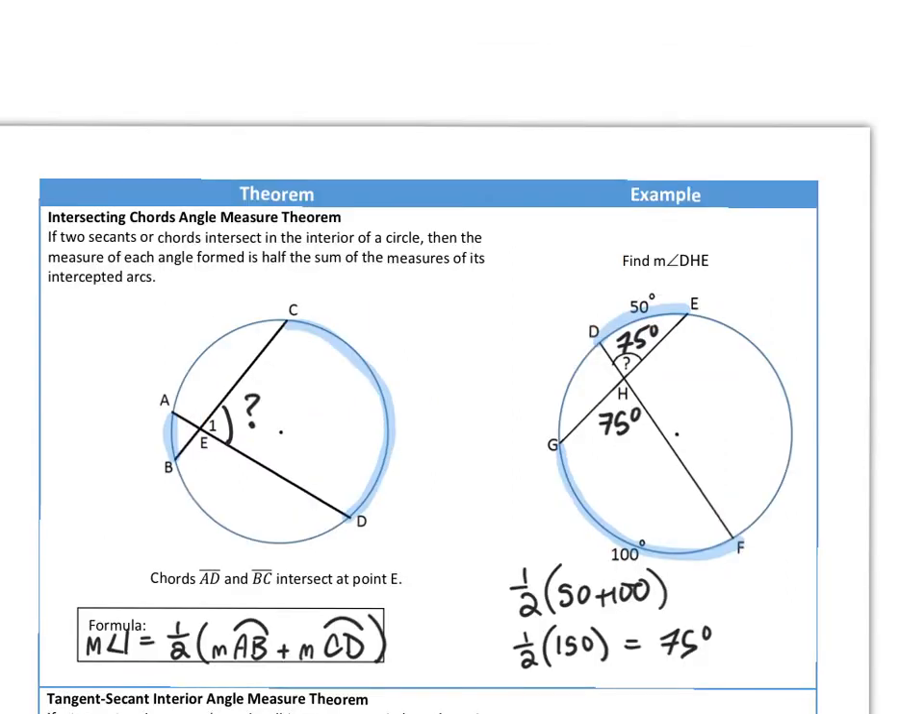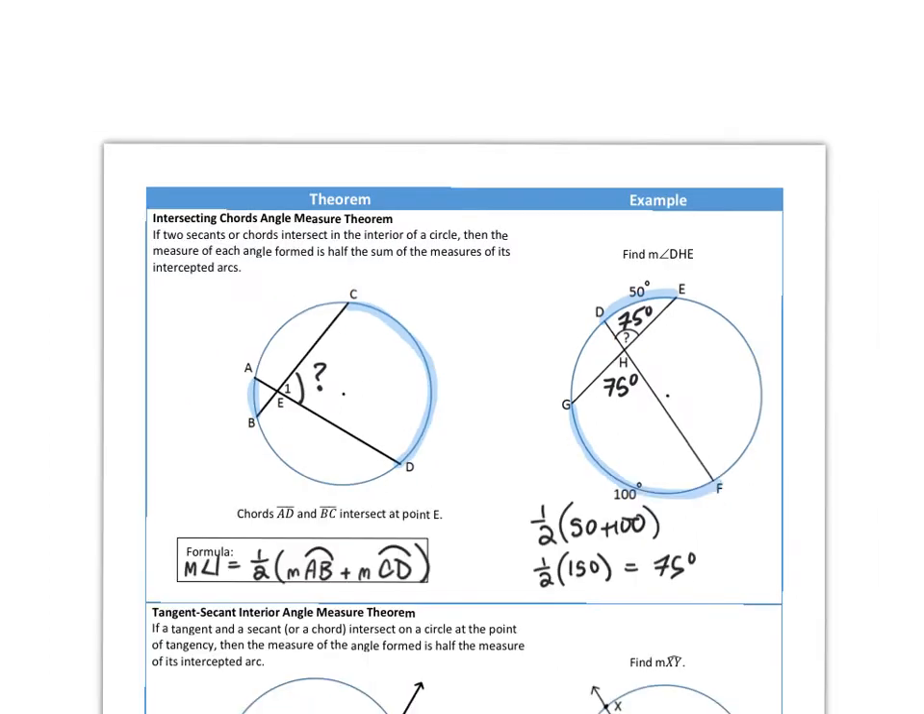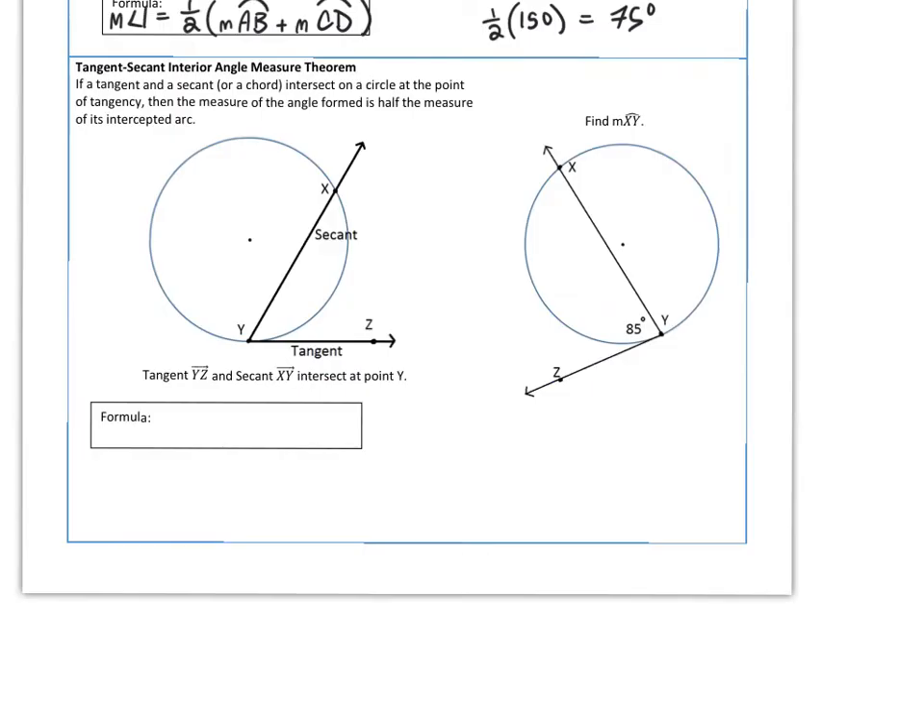So when chords intersect inside a circle, you can average the measures of their intercepted arcs to find the measurement of the angle that they form. Just add those arcs together and divide by 2. Now let's talk about when we have tangents and secants that intersect.